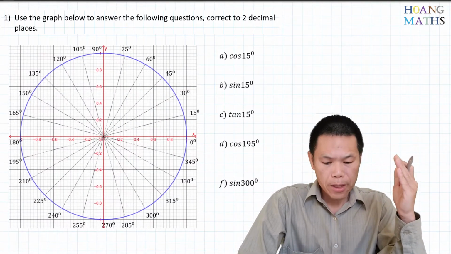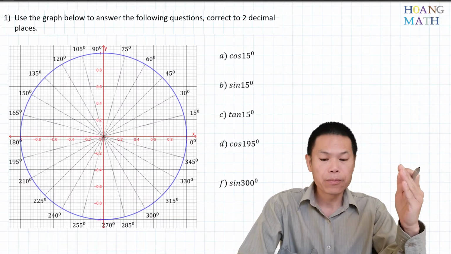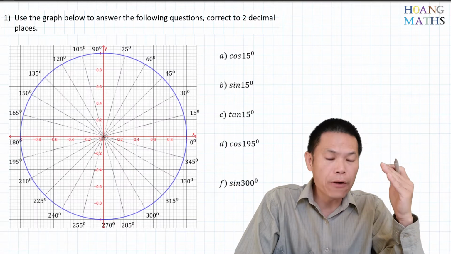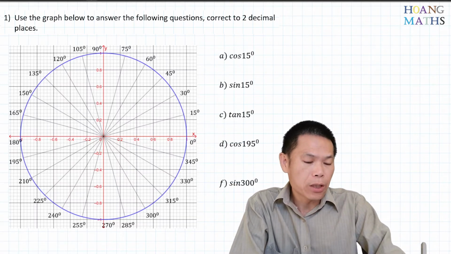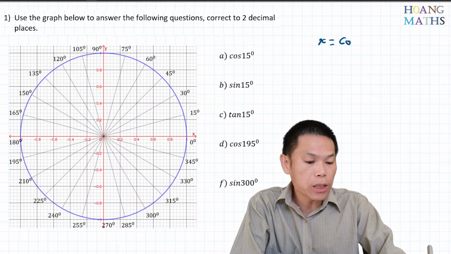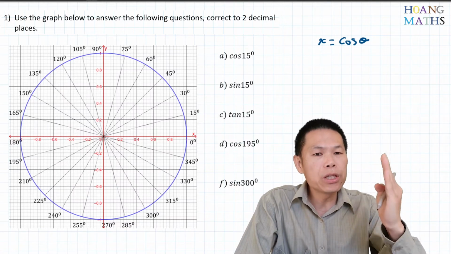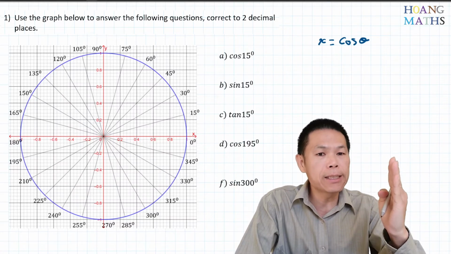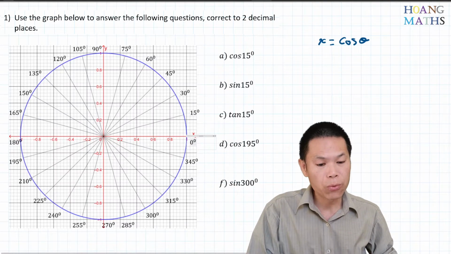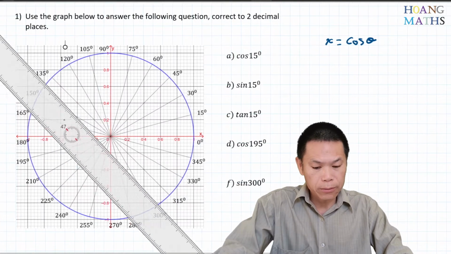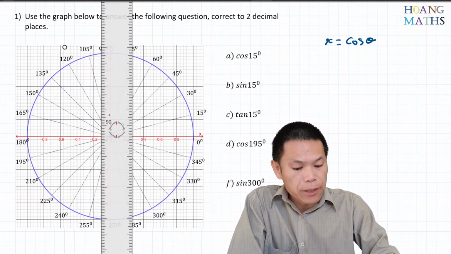First one, we need to work out cos, sine, tan of the following angles. Part A, cos of 15 degrees. Remember, x equals cos of theta. So therefore, cos of 15 means that we need to look at the x-axis at an angle of 15 degrees. Let me just use the ruler to help me out. So let's work this out. 90 degrees there, so 15 degrees.